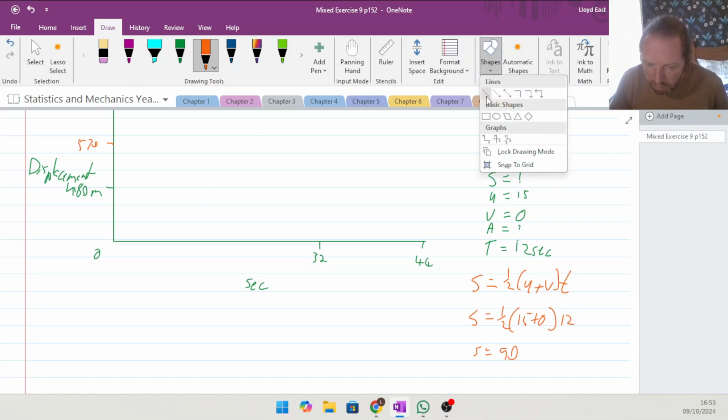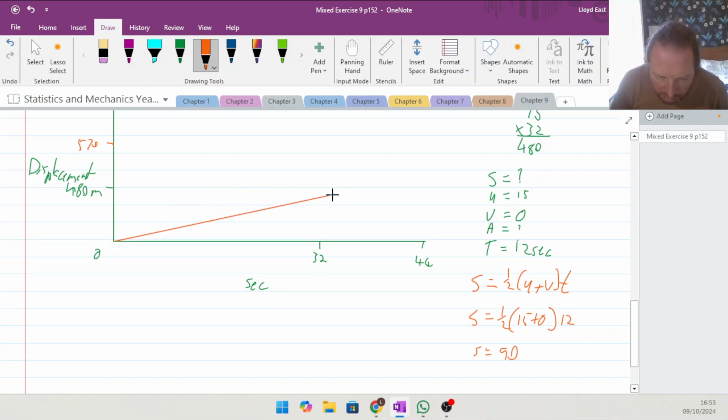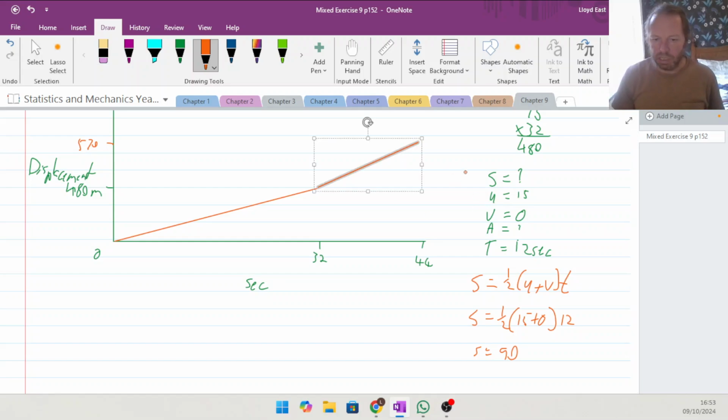Okay, so now we can do the distance time graph here. That goes to there, 480, and then we go from there and we go up to 570 meters, something like that. Should probably change the scales on this to make it a bit more believable. So that's 500, 480, 570.